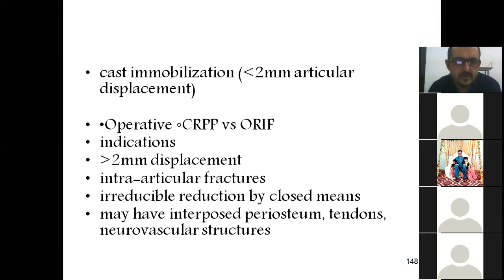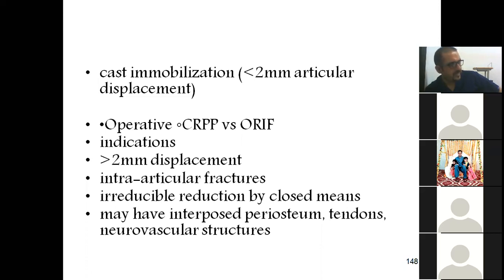If there is a displaced fracture, you reduce it, and if it's less than 2 mm articular displacement, you do cast immobilization and manage conservatively. Operative intervention: you can do closed reduction percutaneous pinning or ORIF. If more than 2 mm displacement, intra-articular fracture, or irreducible fractures, you can do open reduction if there is interposed periosteum, tendons, or neurovascular structures.